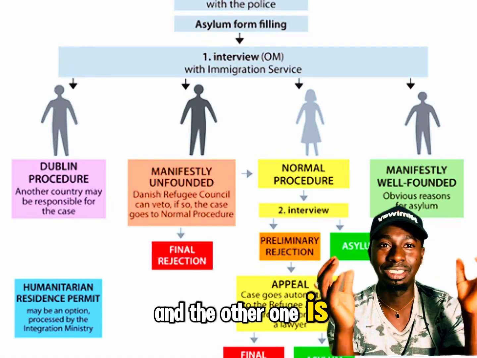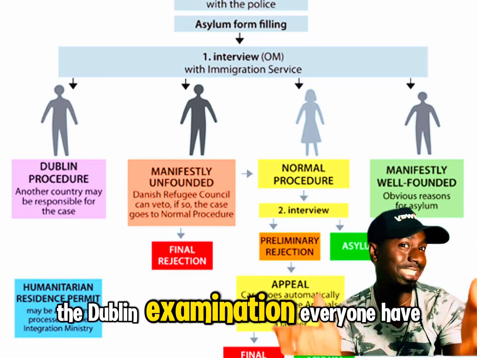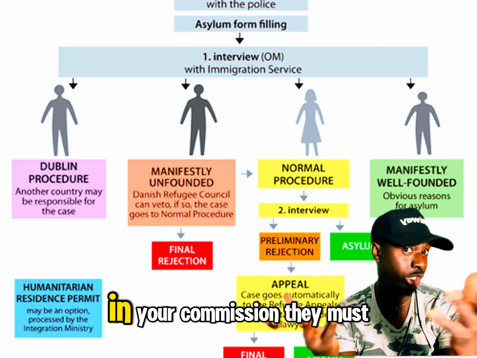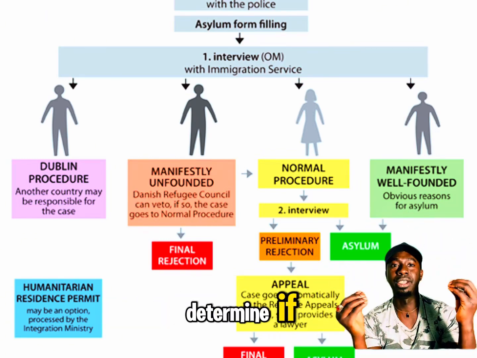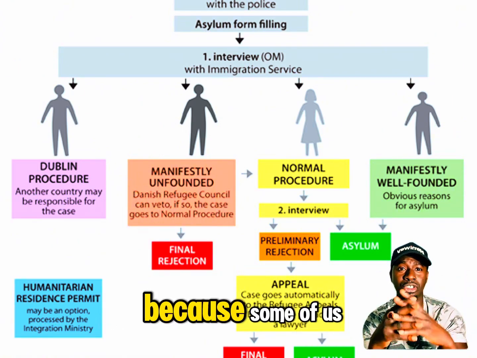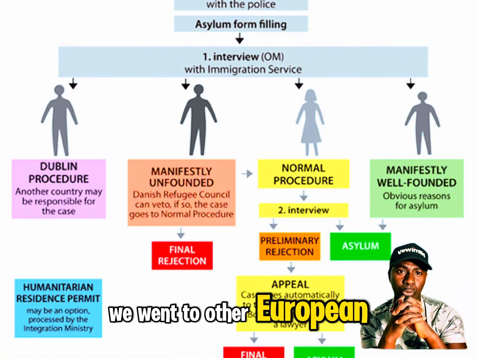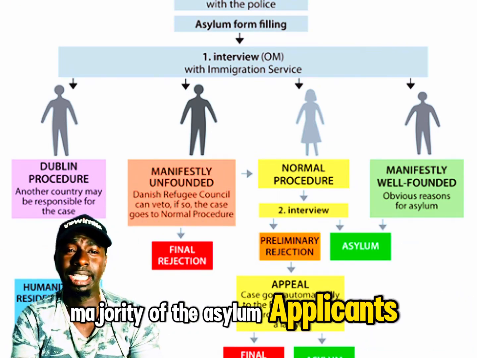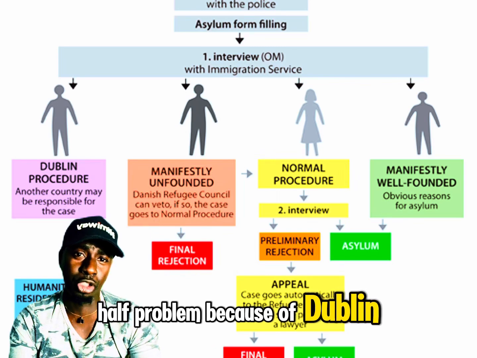And the other one, that's where we have problems, is the Dublin Examination. Everybody has a problem with this. The BAMF can also hold your hearing, your commission. They must determine if Germany is responsible for your process, your asylum request, or not, because some of us went through other European countries. But nonetheless, this is the Dublin regulation. The majority of asylum applicants have problems because of the Dublin Examination.